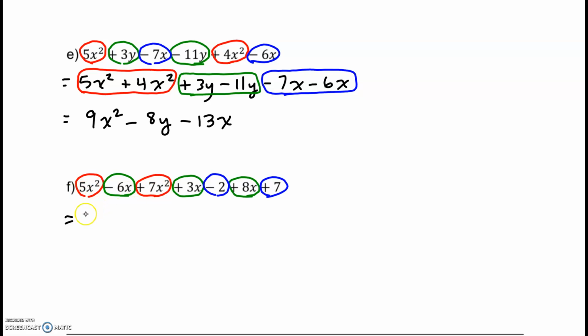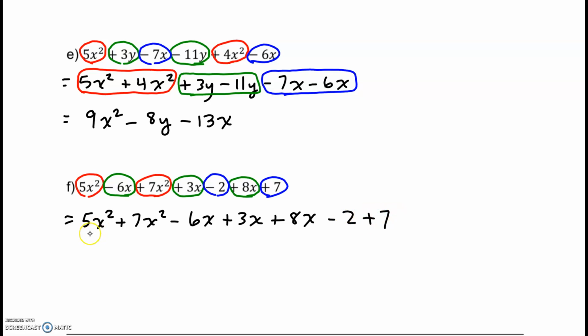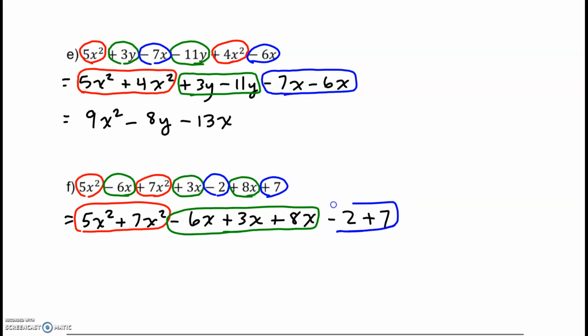All right, I'm going to write my reds next to each other. So 5x squared plus 7x squared. Now I'm going to write my greens. So negative 6x plus 3x plus 8x. And then my blues, negative 2 plus 7. So now for my answers, I'm going to have to get the answer for my x squares. Then I'm going to have to get my answer for my x's. And then I have to get my answer for my blues. Okay, so 3 answers again.